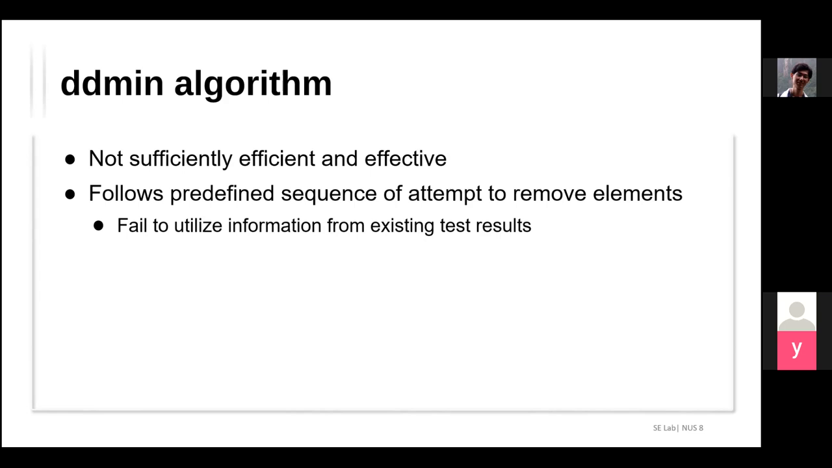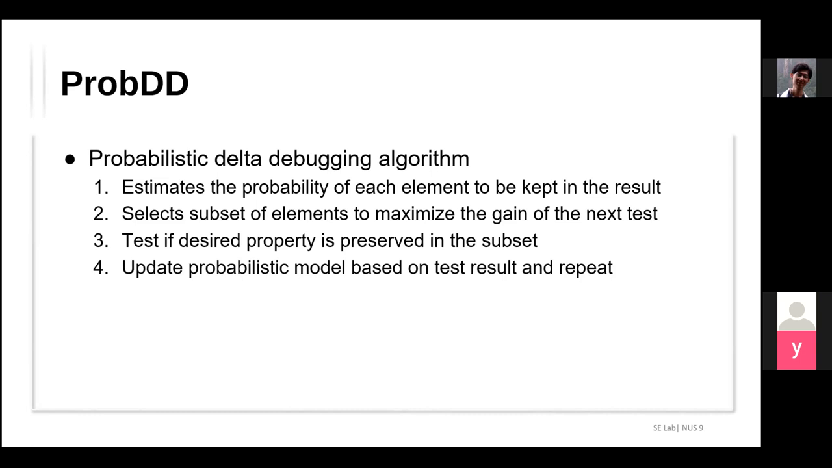Okay, so moving on to the actual paper itself, which is the probabilistic delta debugging algorithm, or in short, ProbDD. What it does is estimate a probability of each element to be kept in the result. Based on what I mentioned just now, if eliminating line 8 causes the test case to fail, then maybe we shouldn't eliminate line 8. We should try to keep line 8. So it makes use of the current test results to select the next subset of elements so as to maximize the gain of your next test.